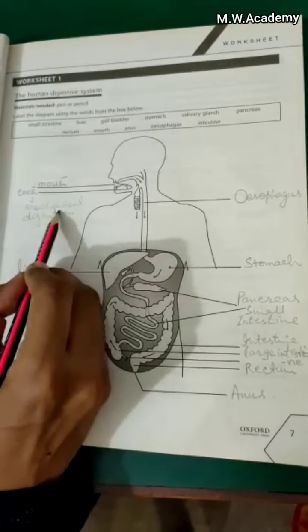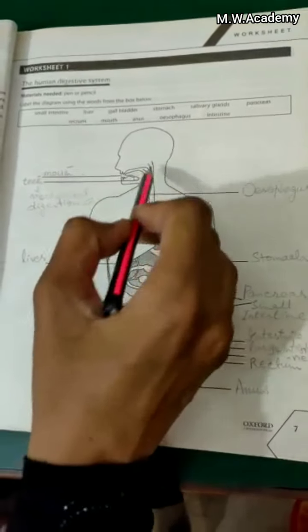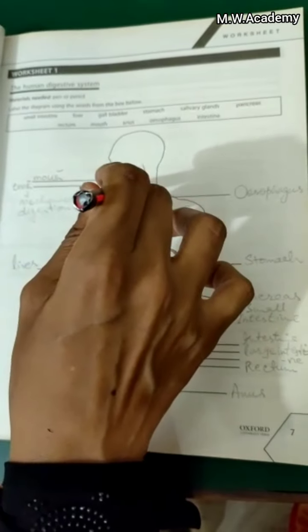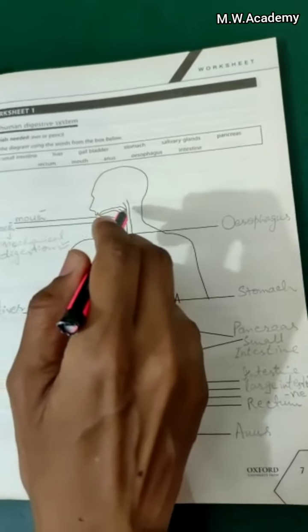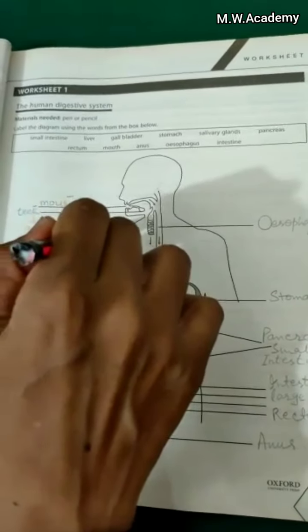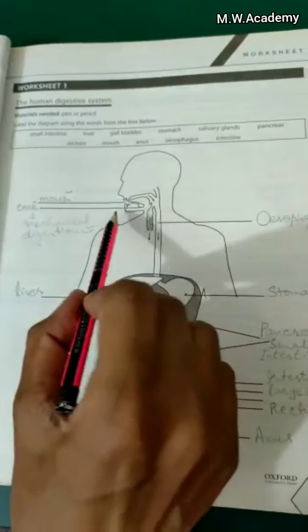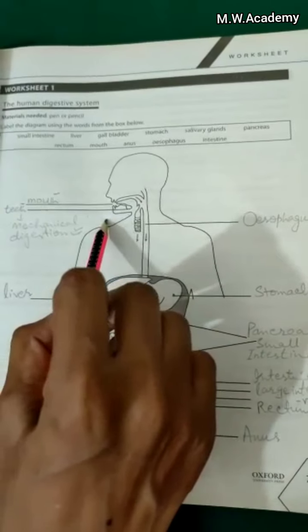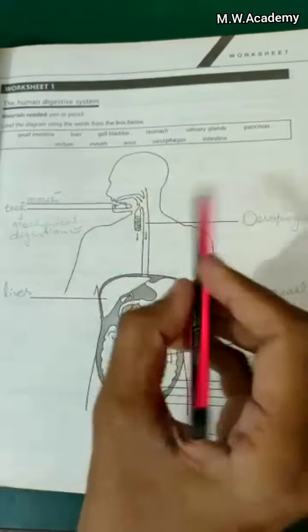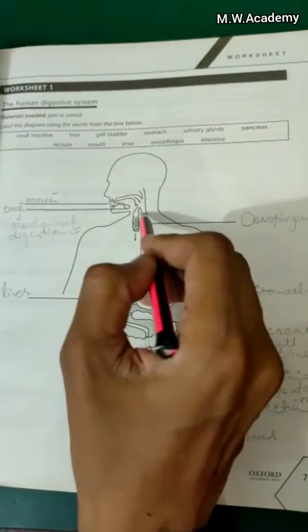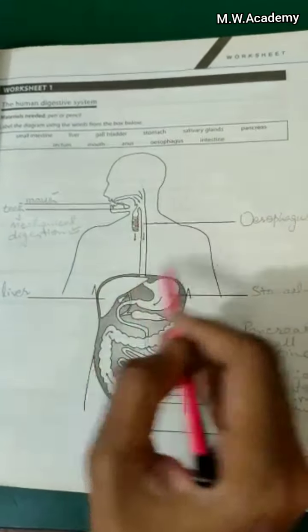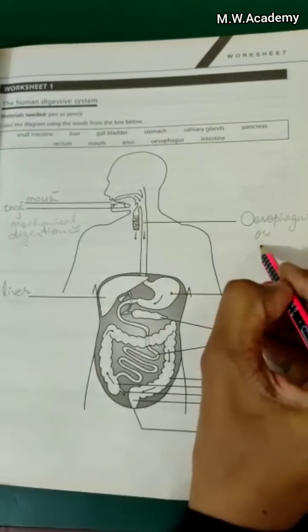Also here in our mouth there are salivary glands present, which break down sugars. They start the chemical breakdown of sugar inside the mouth with the help of saliva and enzymes. Then this tube is called the esophagus or gullet.